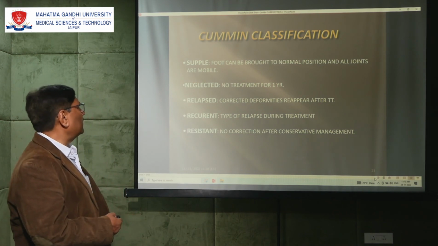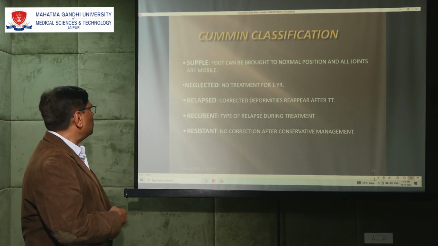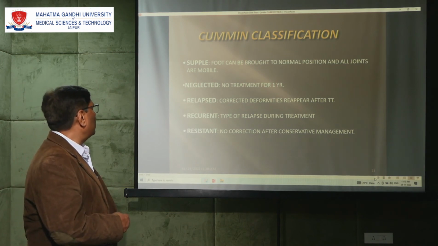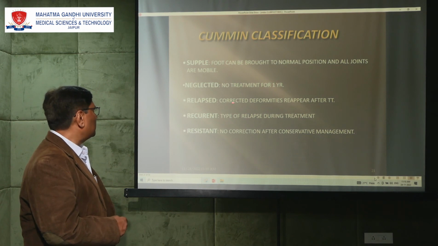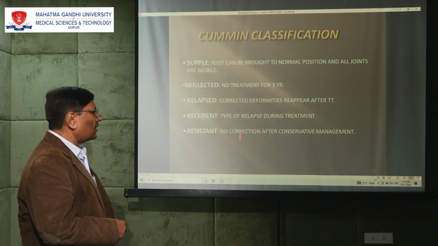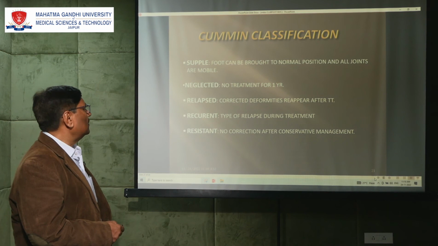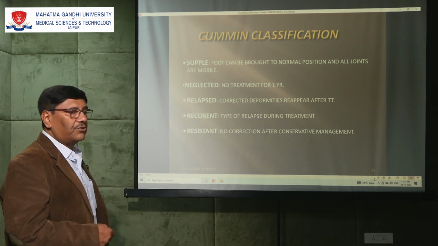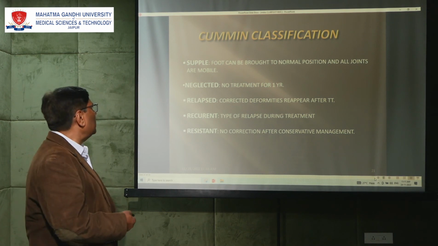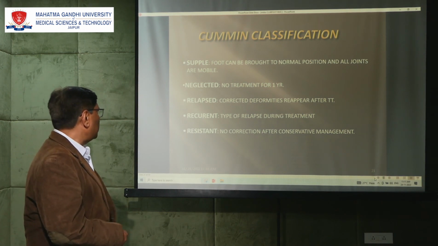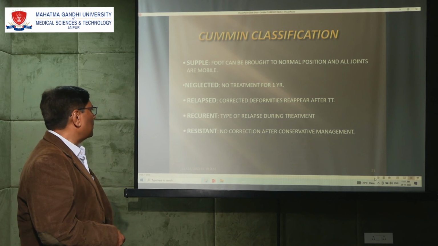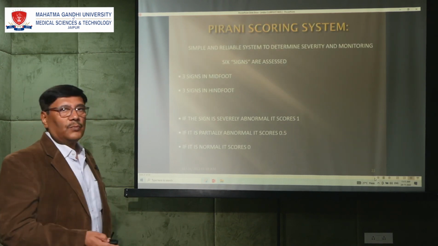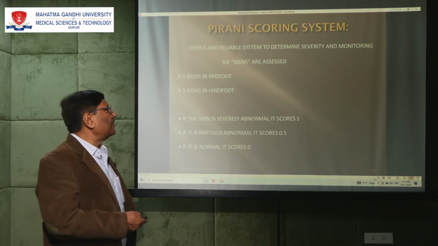bracing to protect the foot. And sometimes the child comes neglected, that is after 1 year. This is called a neglected foot. Relapsed is when the deformities are corrected but reappear. A recurrent club foot is when it is treated correctly but then the relapse occurs. And resistant is when no correction is there after conservative treatment. So one of the most important systems is then the Pirani scoring system.